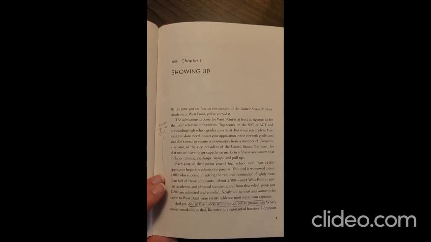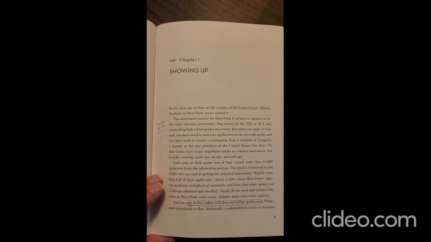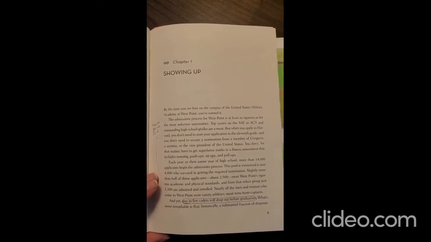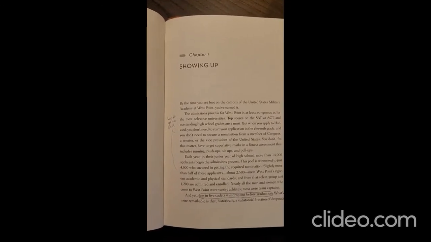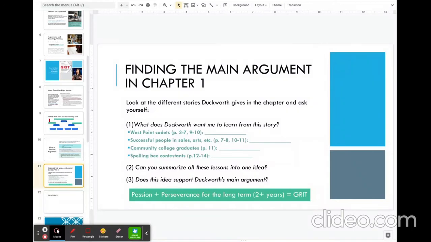Okay, so those are my thoughts as I'm reading through the chapter, and hopefully they help you be able to formulate a main idea of what's important in this chapter. All right, now that you've heard me give you my thoughts as I'm reading through chapter 1, it'll probably help you to go through these questions. So the first is, what does Duckworth want you to learn from each of these stories? So we covered the West Point cadets, the successful people in sales, community college graduates, and then the spelling bee.